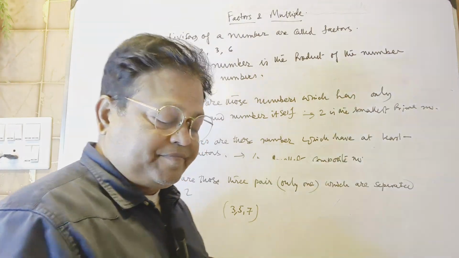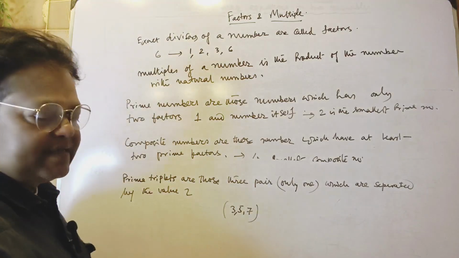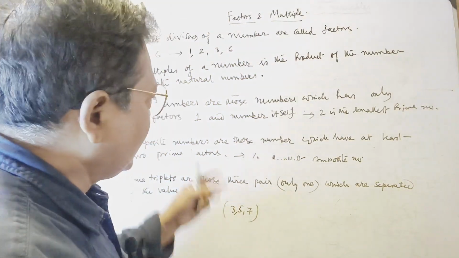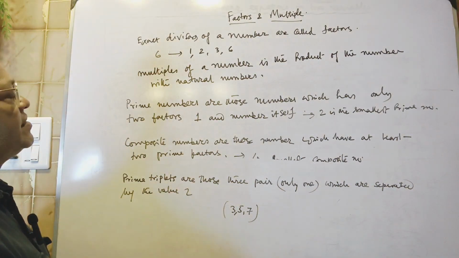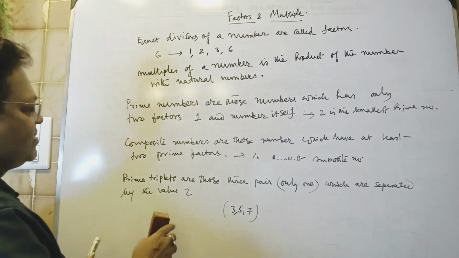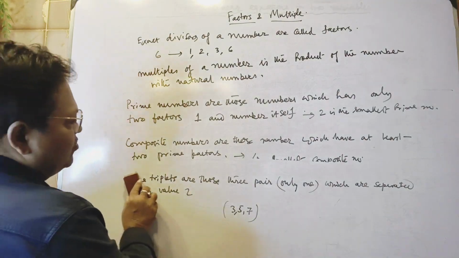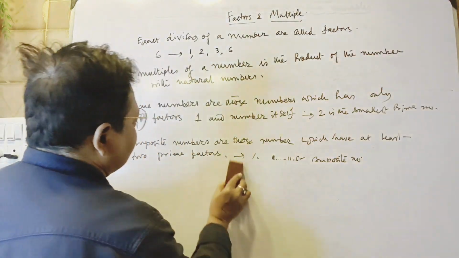So here we will get some idea about factors, multiples, and how you find factors. Now I will tell you how you will get factor 3.